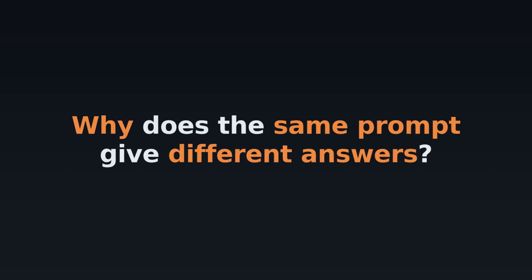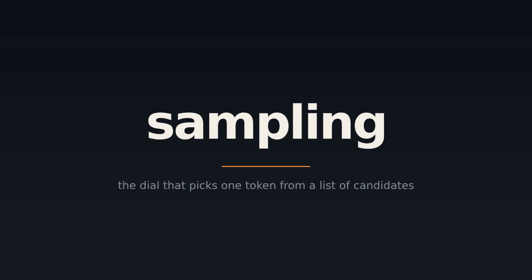In this video, we'll figure out why the same prompt can give you different answers. To understand why, we need to talk about sampling, the dial that picks a single token from a whole list of candidates.